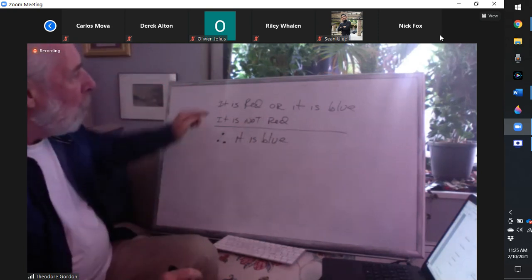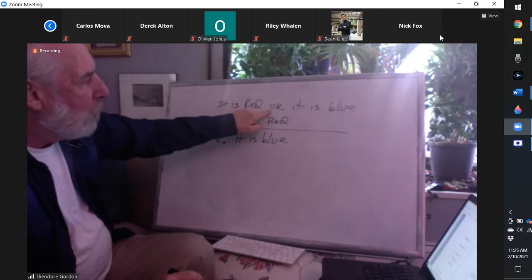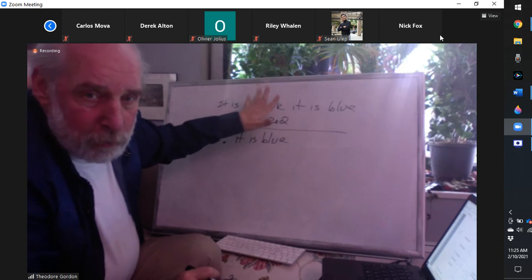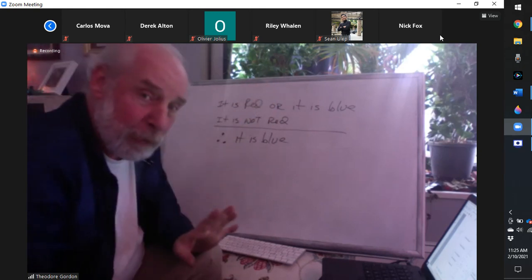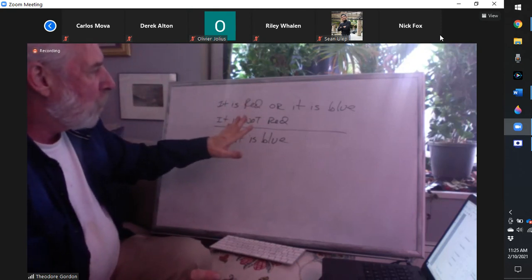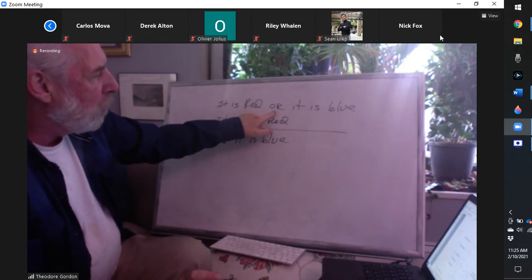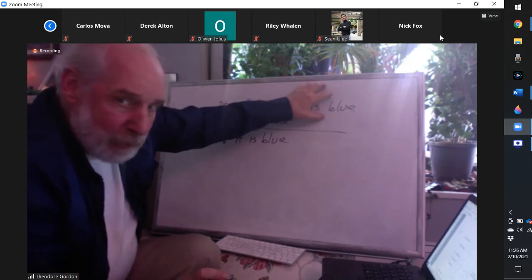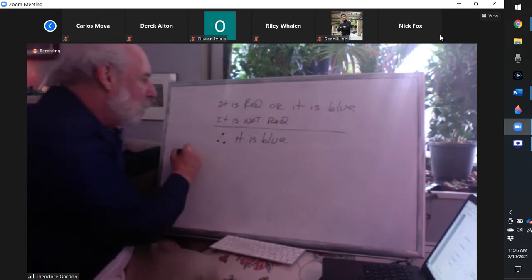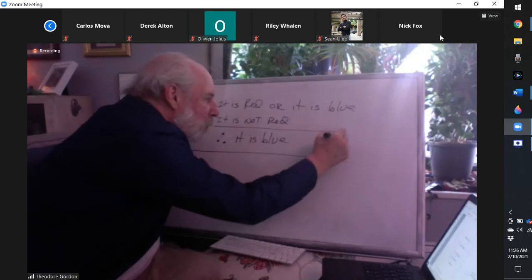Has to be. The first statement is an or statement. For an or statement to be true, only one of those has to be true. They could both be true. Only one of these has to be true. So for an or statement to be true, if this part's false, the other part must be true for the statement to be true. So we can conclude this is valid.